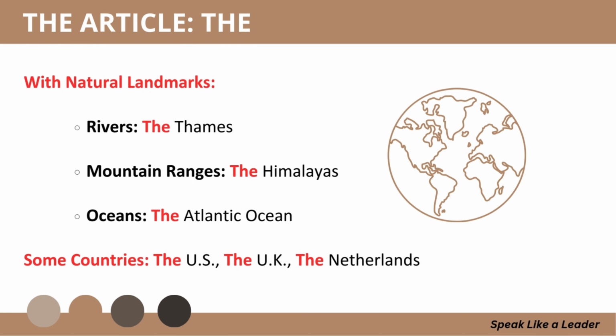And lastly, let's talk about natural landmarks and countries. So when we're indicating rivers, like the Thames, we will use the article the. Mountain ranges, the Himalayas. Oceans, the Atlantic Ocean. And now be very, very careful with countries because this is a common mistake that many of my students make. The article the is only used for countries that either have initial letters or are in the plural form. So the US, the UK, the Netherlands.